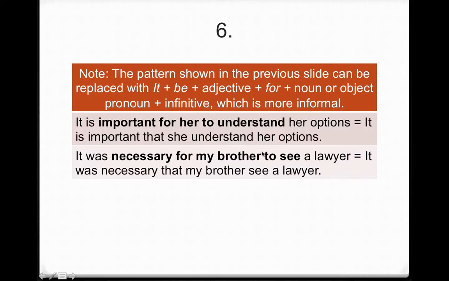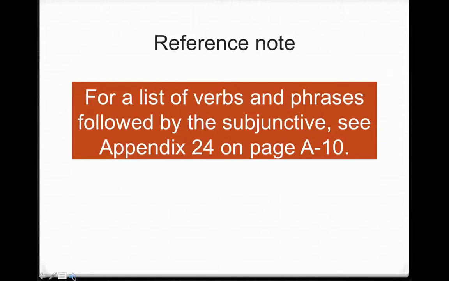It was necessary for my brother to see a lawyer. And it was necessary that my brother see a lawyer. These mean the same thing. The second one's a little more formal. And for a list of verbs and phrases followed by the subjunctive, see Appendix 24 on page A10 of your textbook.